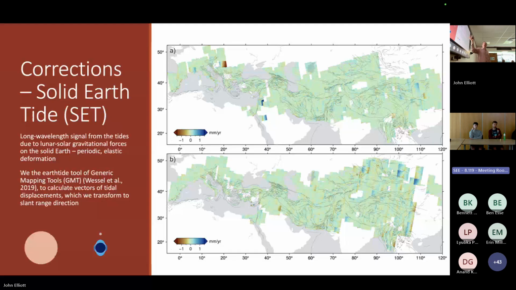Then we've got the solid earth tide. This is due to the sun-moon interaction on the Earth, and we use the Earth Tide tool in GMT to correct for this. Now, this is a lot smaller. It's way less than 1 most of the time, this correction that we need to make. It's the solid earth tide, not the ocean tide, that we need to do over the long term here, but it's a relatively small correction.